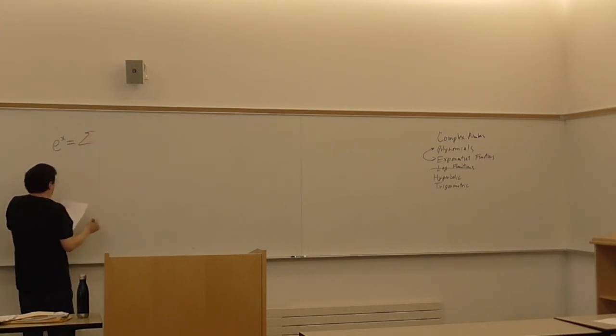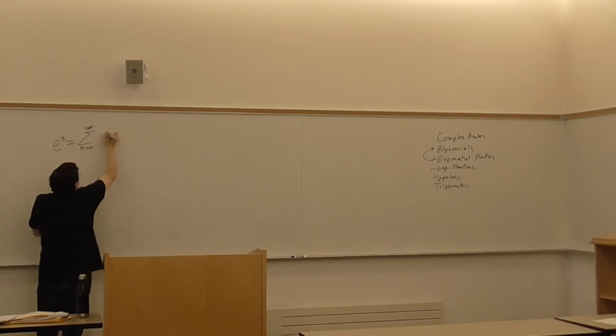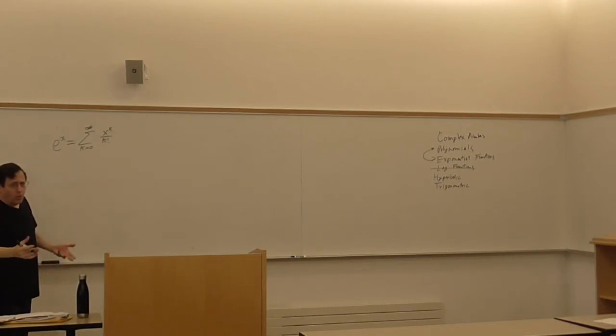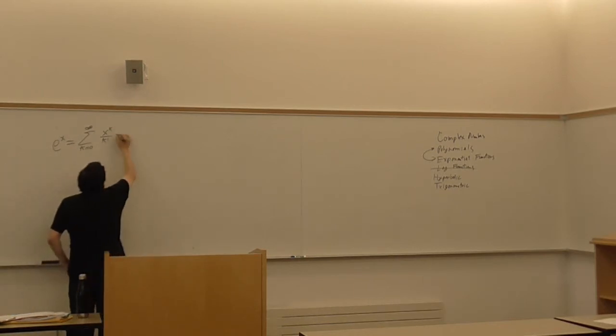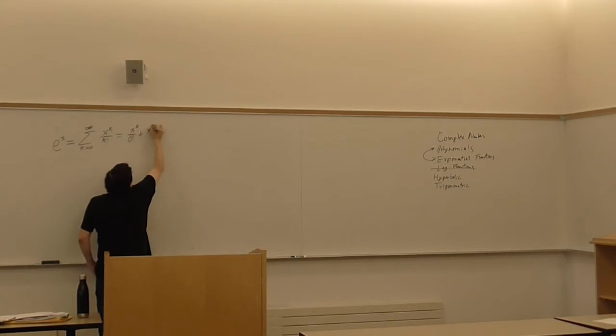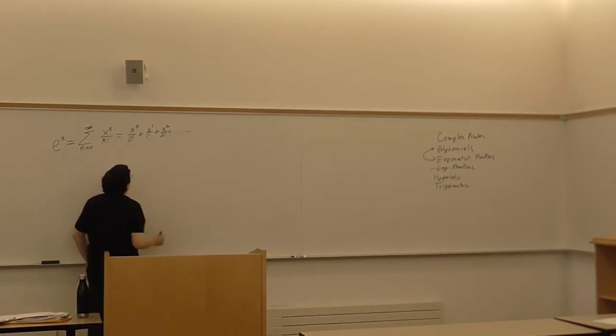The way we would write this as an infinite sum is the sum for k equals 0 to infinity of x to the k over k factorial. Or to write out a few terms, this would be x to the 0 over 0 factorial plus x to the 1 over 1 factorial plus x squared over 2 factorial, and so forth.